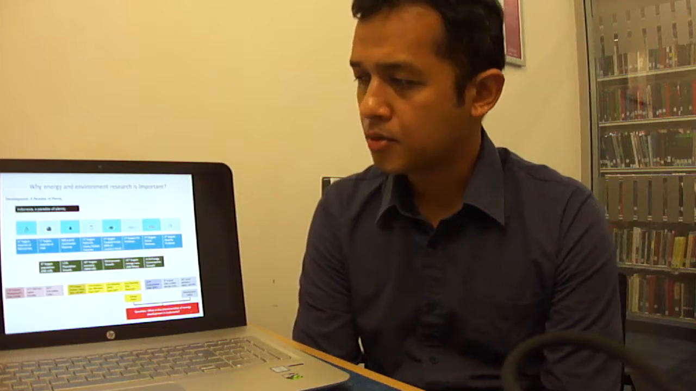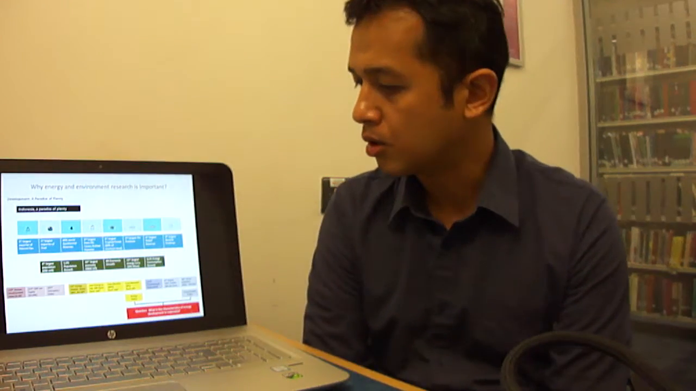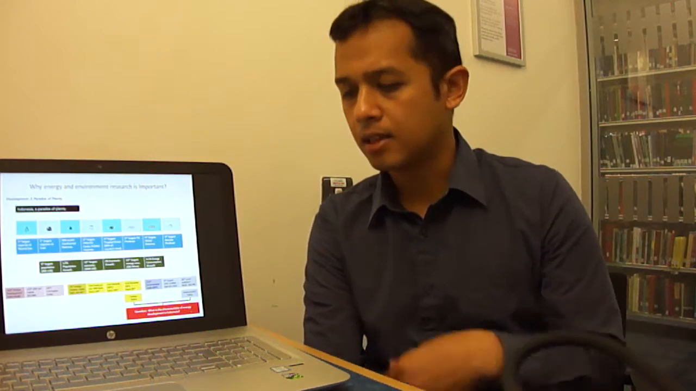So why is energy and environment research important? For Indonesia, it's important because Indonesia can be described as the paradox of plenty. Indonesia is one of the largest exporters of natural gas, coal, or palm oil, and also has one of the largest geothermal reserves in the world. But on the other hand, Indonesia is one of the poorest energy countries, which has very low energy usage per capita and very low renewable energy usage. So this is an interesting question on what is the characteristic of energy development in Indonesia.